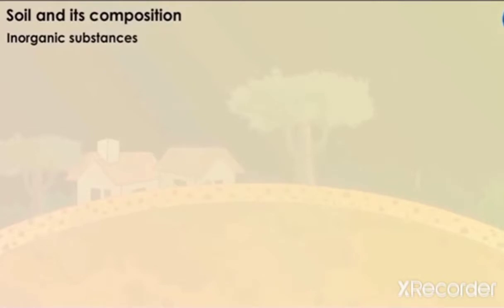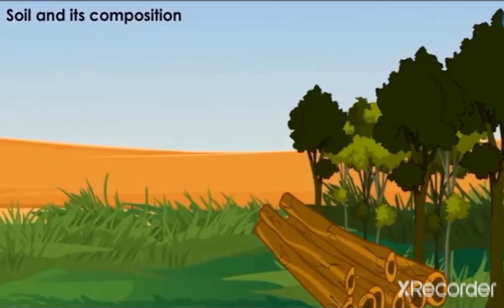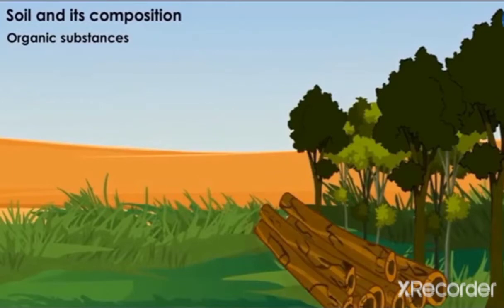Inorganic substances. Soil contains a variety of inorganic salts such as nitrates, sulfates, potash, carbonates of potassium, magnesium, sodium, and iron, phosphate. Organic substances. Organic substances are added to the soil by the activities of plants and animals.